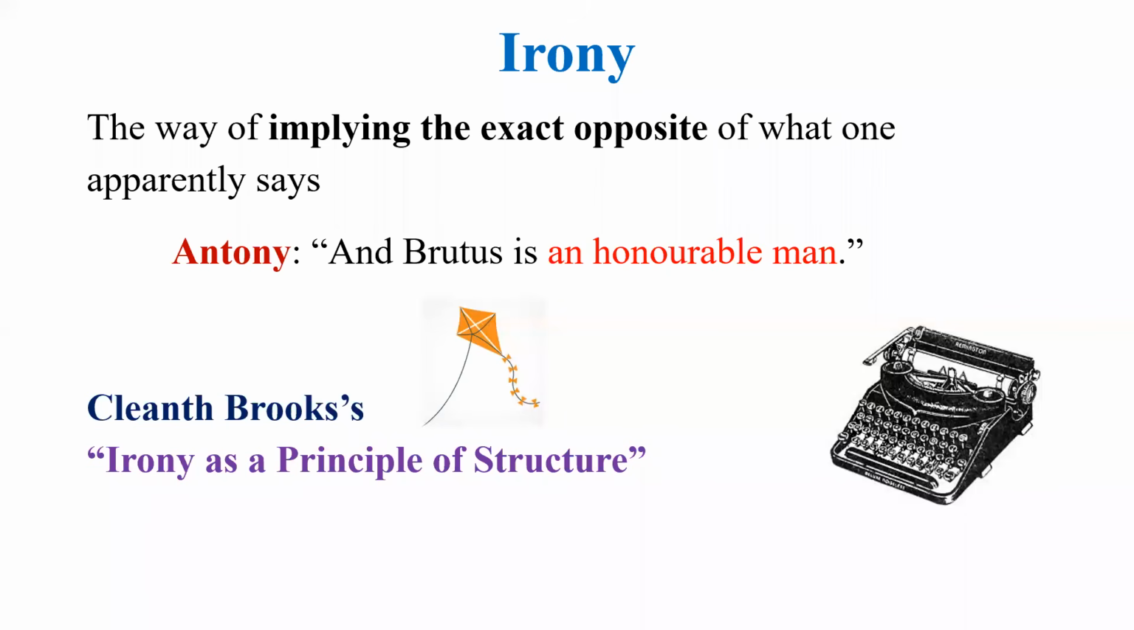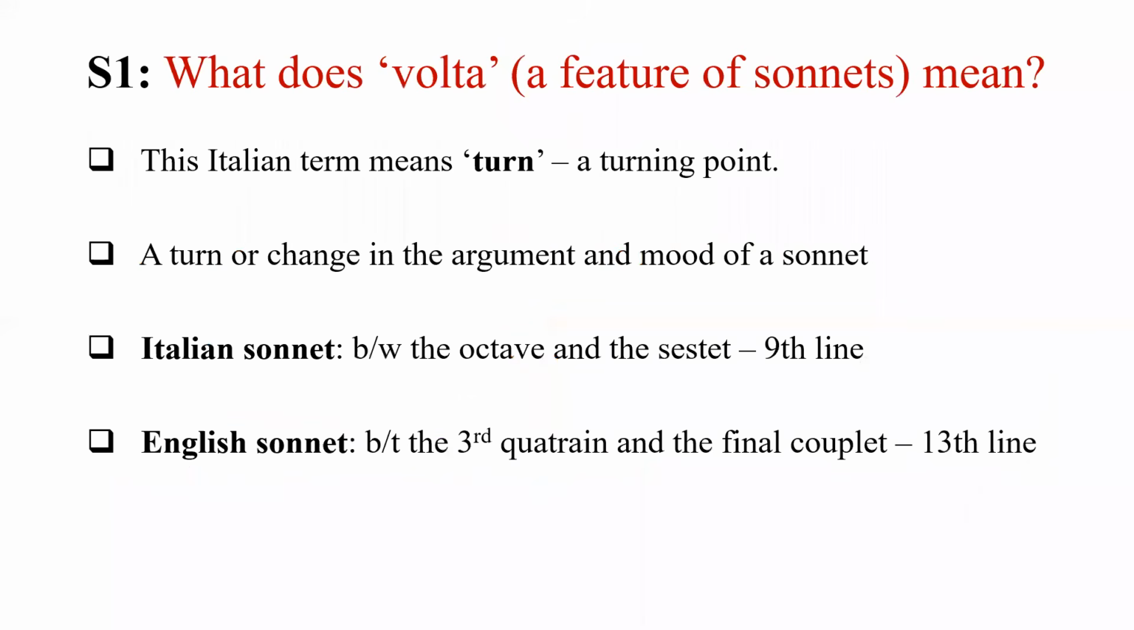Okay, so what we have done so far is that we finished off with trope, which means a turn of meaning, and four major tropes. All right. And at the end of section 1, I asked you a question. What does volta, a feature of sonnets, mean? Generally, I do not explain. I ask my students to work this out.